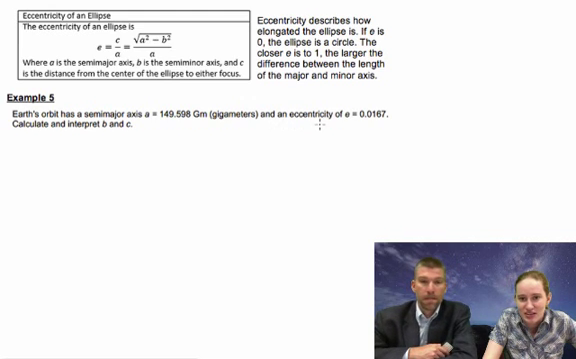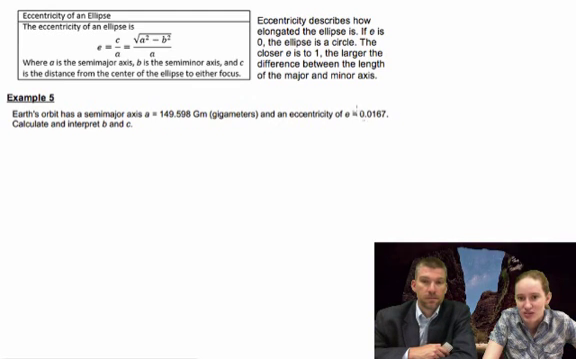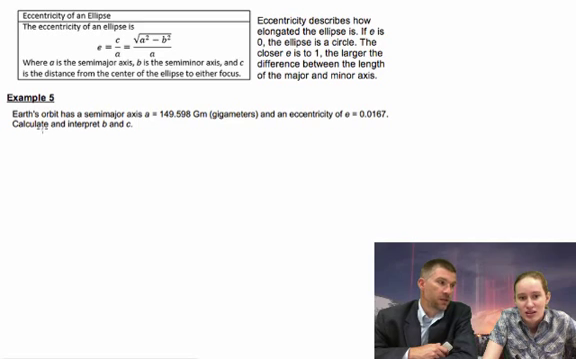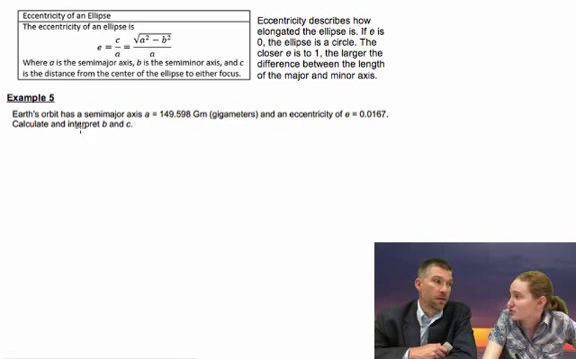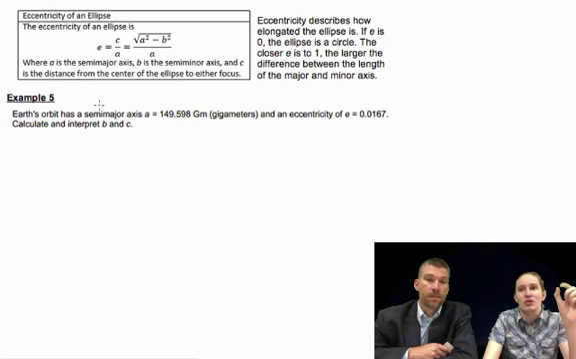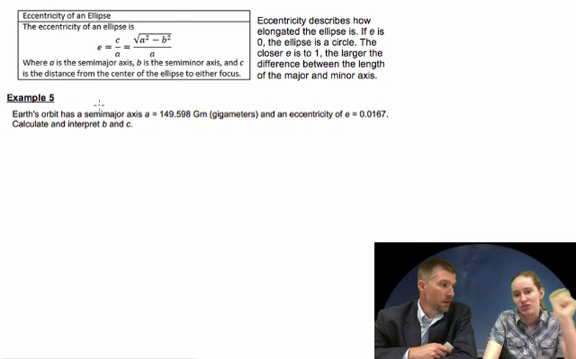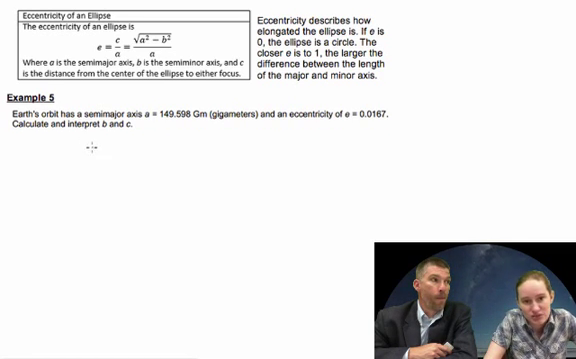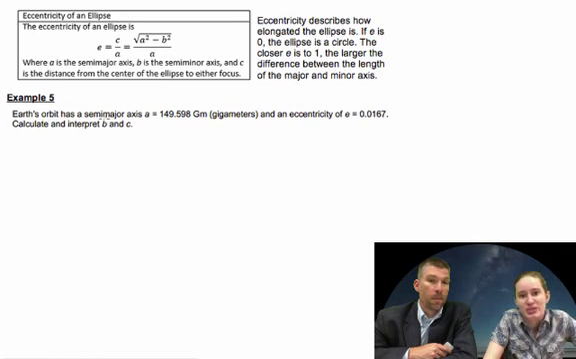And an eccentricity of E equals this number. So he's not very eccentric. No, he's very close to a circle. And the closer to a circle you are, the closer in your foci are. So our foci are actually really close to the center. They're not far apart at all. So calculate and interpret B and C.